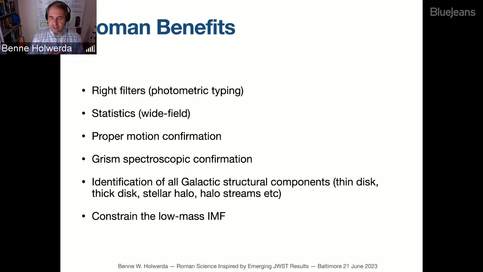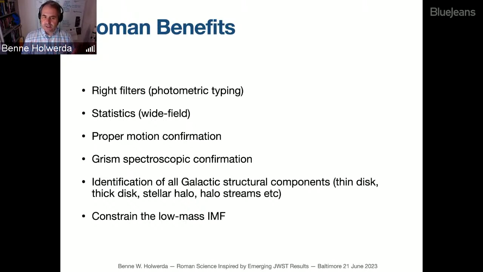We get the statistics because it's such a wide field instrument. The benefit that I haven't talked about is that if you have recurring visits, you can actually see proper motion from galactic objects. So we could confirm that this is actually a brown dwarf from proper motion, and this is something that we couldn't do with anything before that.